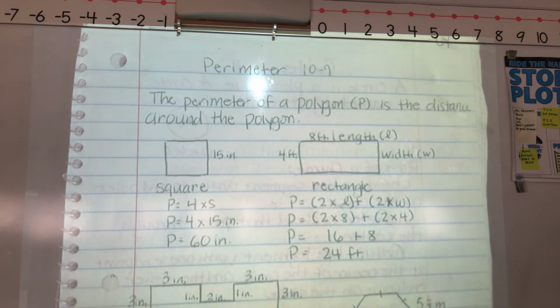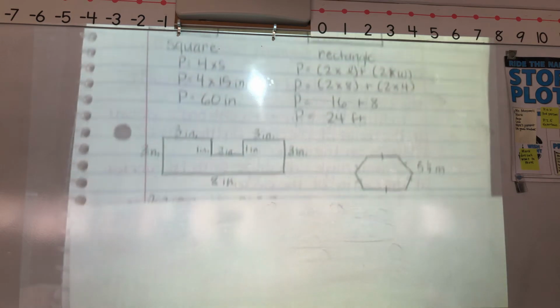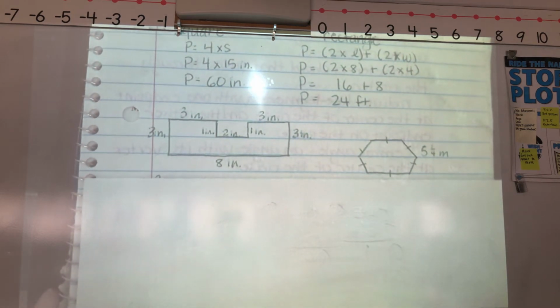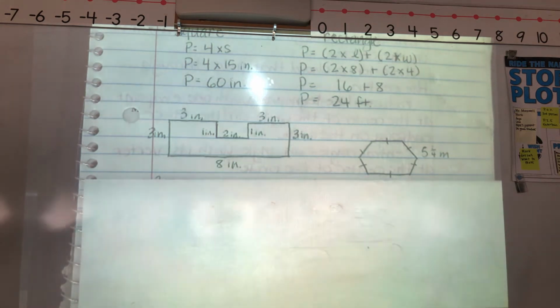Let's take a look. We'll take a look at both of these shapes here. Now, let's take a look at this one first. These have all different side lengths to them. I see a couple 3 inches, a couple 1 inches, 2 inches. The easiest way to add this one up, or do the perimeter of this one, is to just fill in all the numbers.